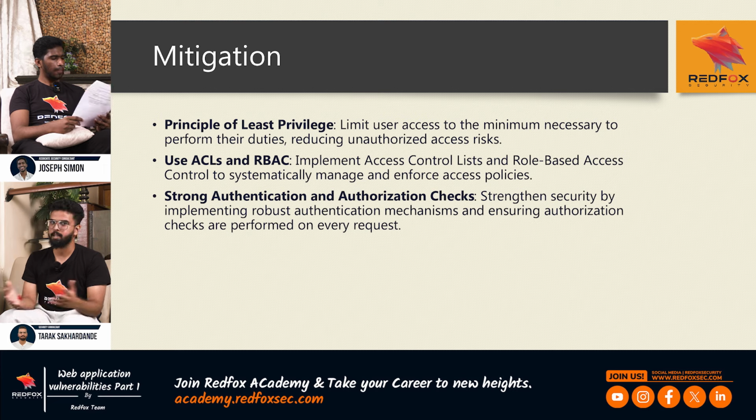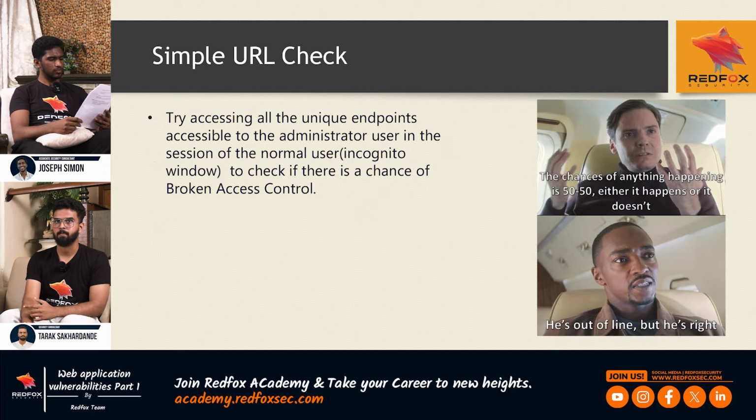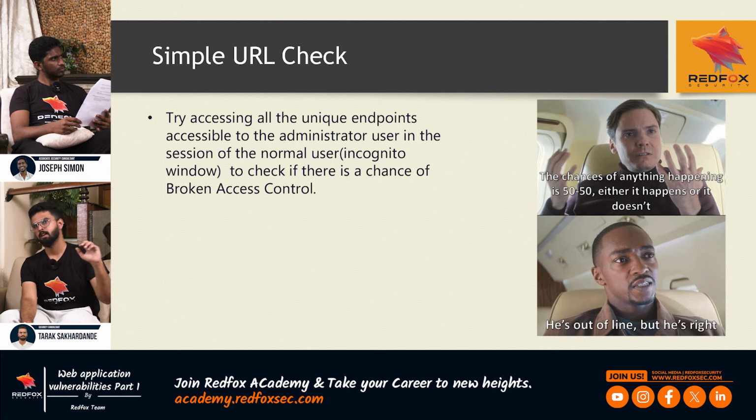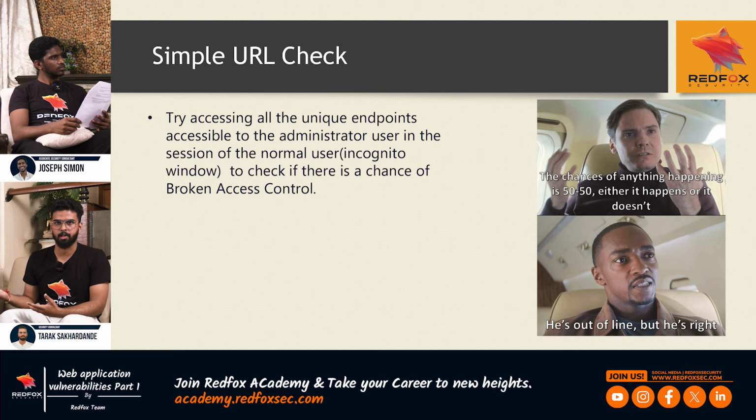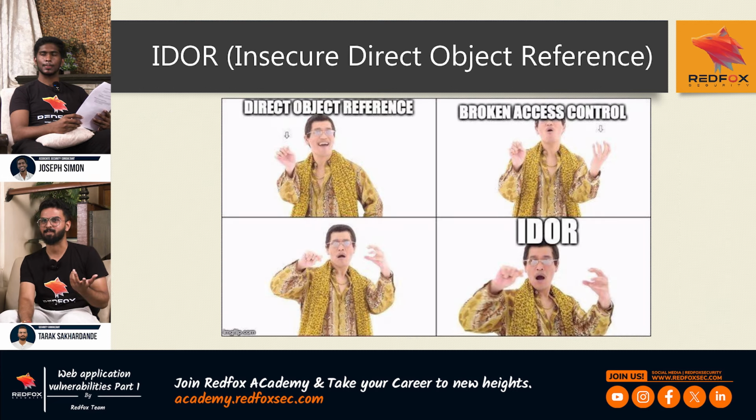Yeah, so that's it. The mitigations are very simple as well. Bonus tip, which I had been hinting at right from the start: try accessing all the unique endpoints accessible to the administrator user in the session of the normal user to check if there is a chance of broken access control. Again, as the meme says, the chances of anything happening is 50-50, either it happens or it does not. Okay, so let's move on.